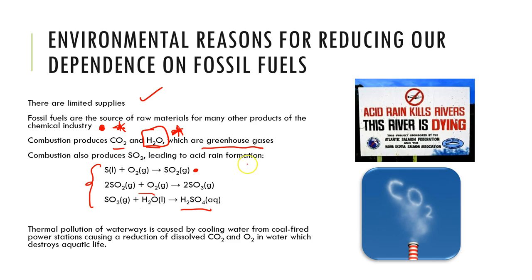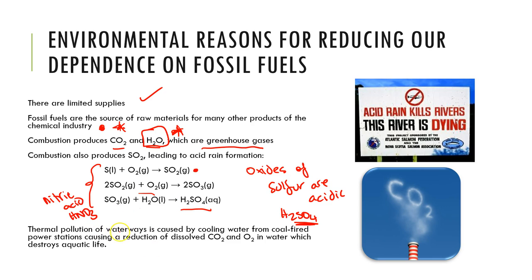The key thing here is to remember that the oxides of sulfur are acidic, and through a series of reactions will produce H2SO4, sulfuric acid. Okay, the oxides of nitrogen are also acidic and they will produce nitric acid, which is HNO3.